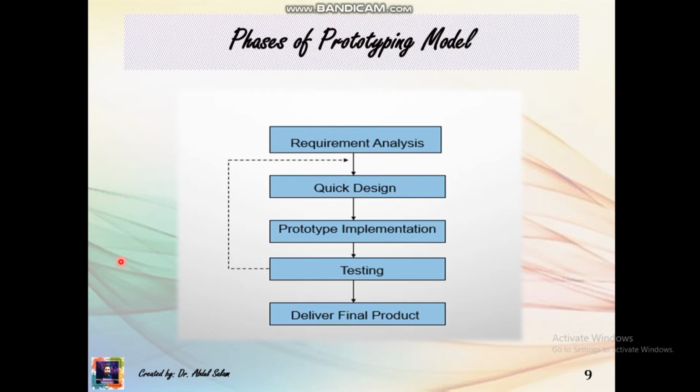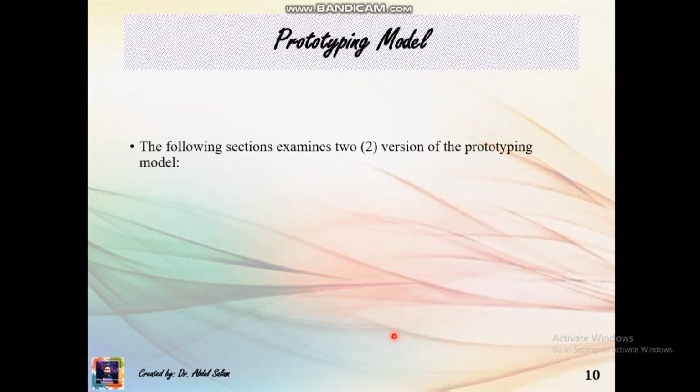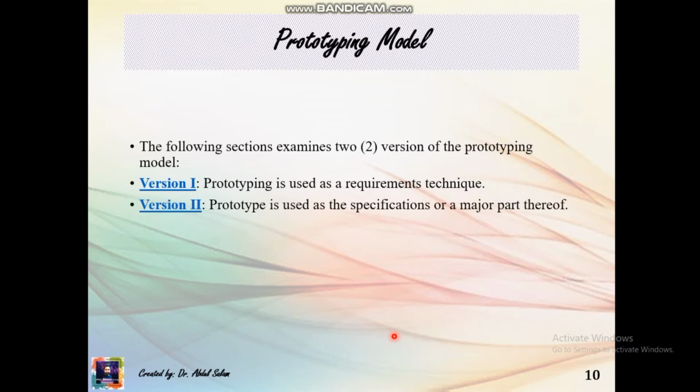Phases of the prototyping model. You can see requirement analysis, quick design, prototype implementation, testing, and this process is repeated again to test, and then deliver the final product. Next we have the prototyping model. The following sections examine two versions of the prototyping model. Version 1 is where the prototype is used as a requirements technique, and in version 2 the prototype is used as the specifications or a major part thereof.